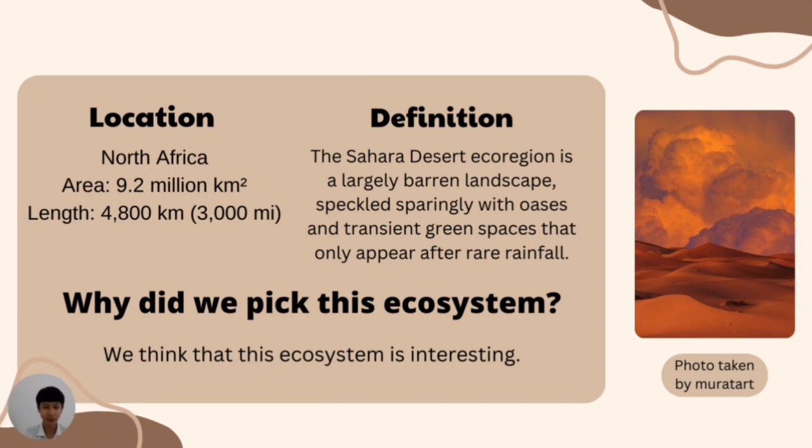So the Sahara Desert is located in North Africa. Definition: the Sahara Desert ecoregion is a largely barren landscape speckled sparingly with oases and transient green space that only appear after rare rainfall. And why did we pick this ecosystem? Because we think that this ecosystem is quite interesting.